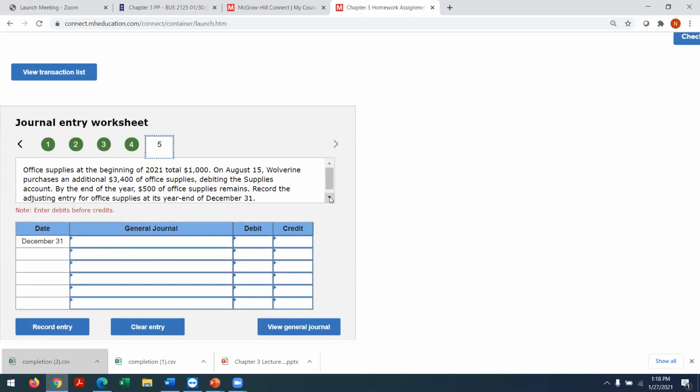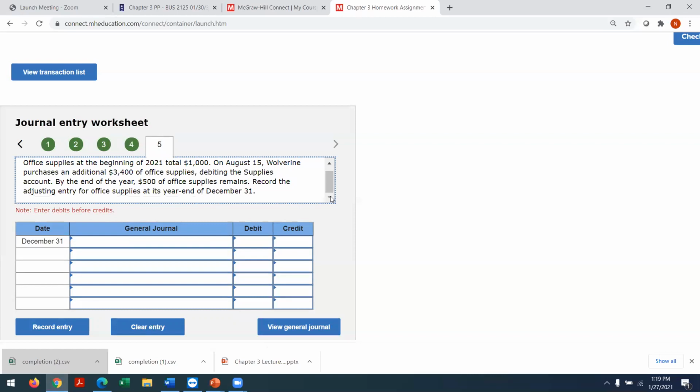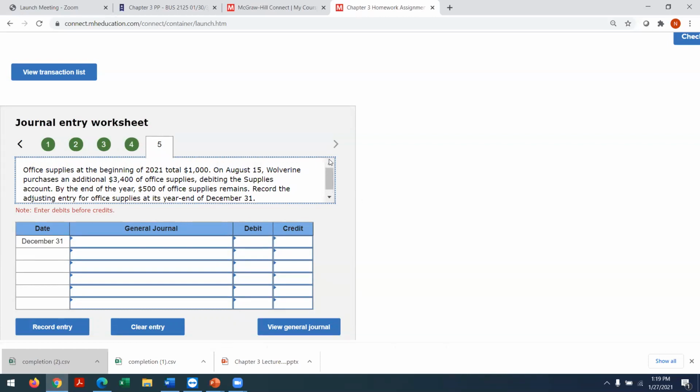Office supplies at the beginning of 2021 total $1,000. On August 15th, Wolverine purchases an additional $3,400 of office supplies, debiting the supplies account. By the end of the year, $500 of the supplies remain. Record the adjusting entry for office supplies on December 31st.